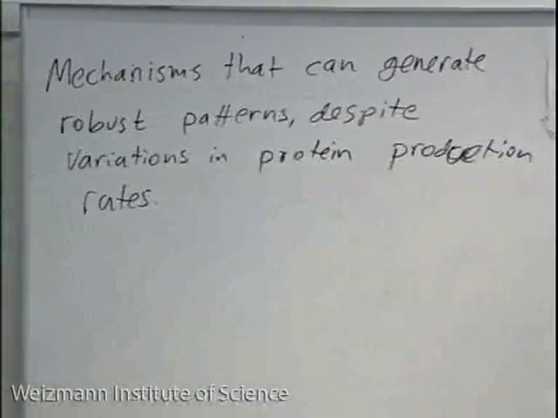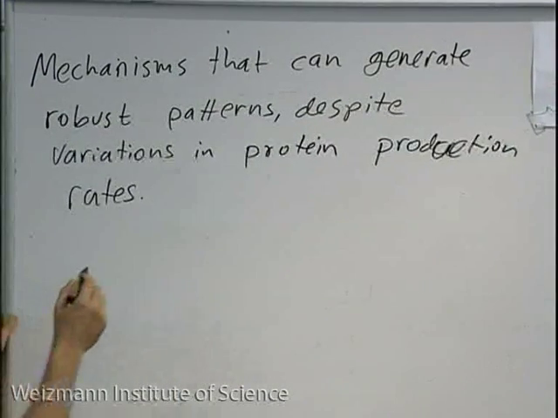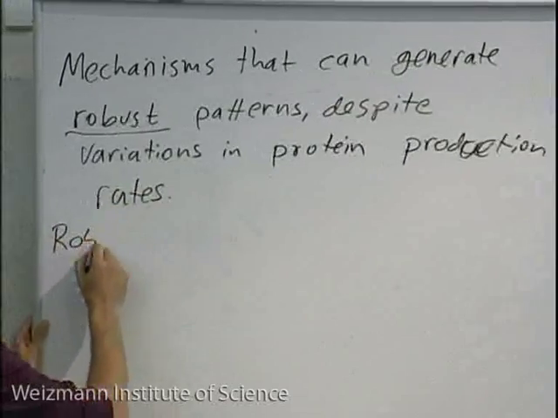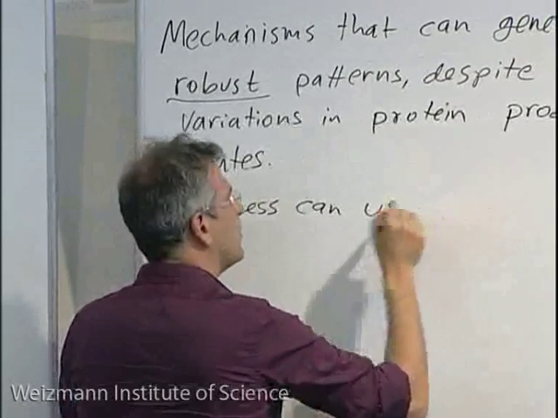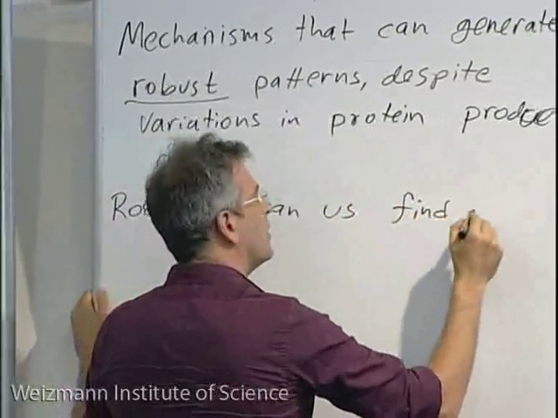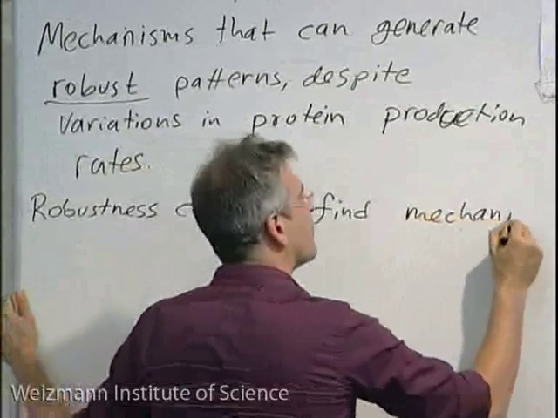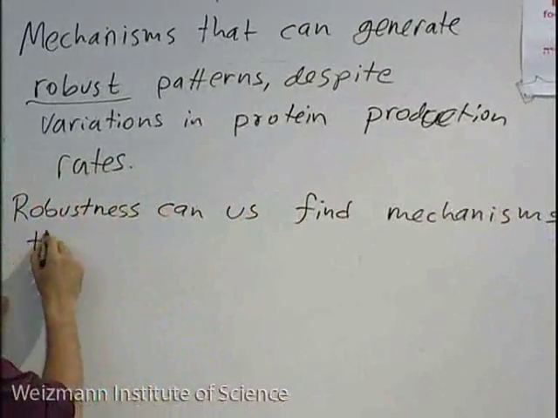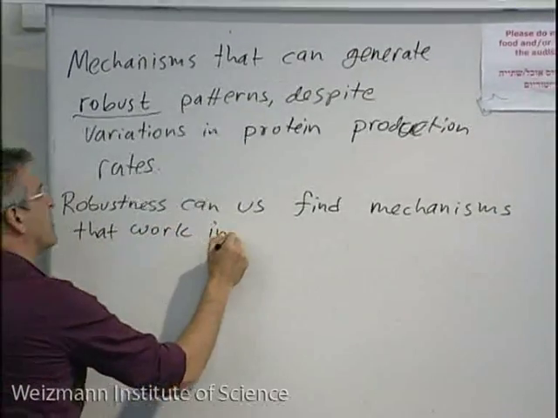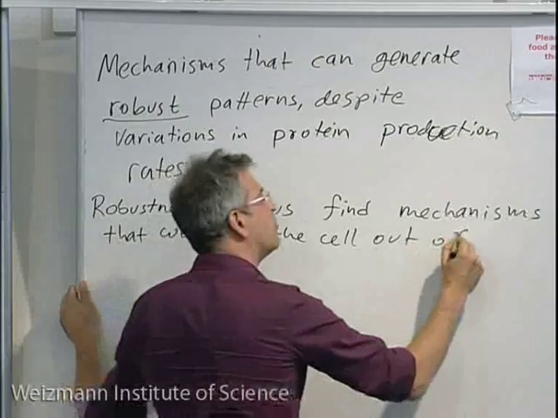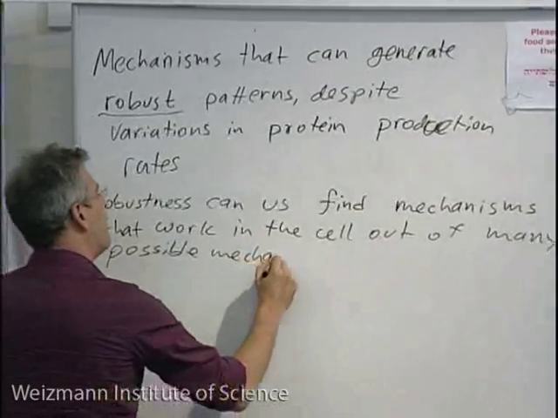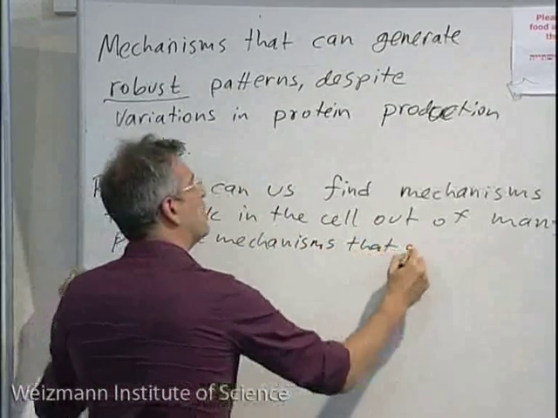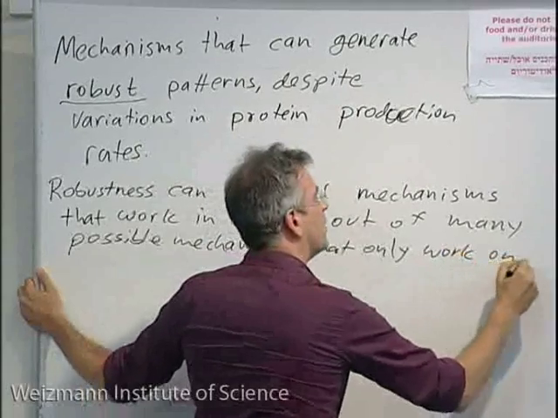And I think the main point in this whole section of classes where we talk about robustness, the principle of robustness, is that robustness can help us find the mechanisms that work in the cell out of many possible mechanisms that only work on paper.